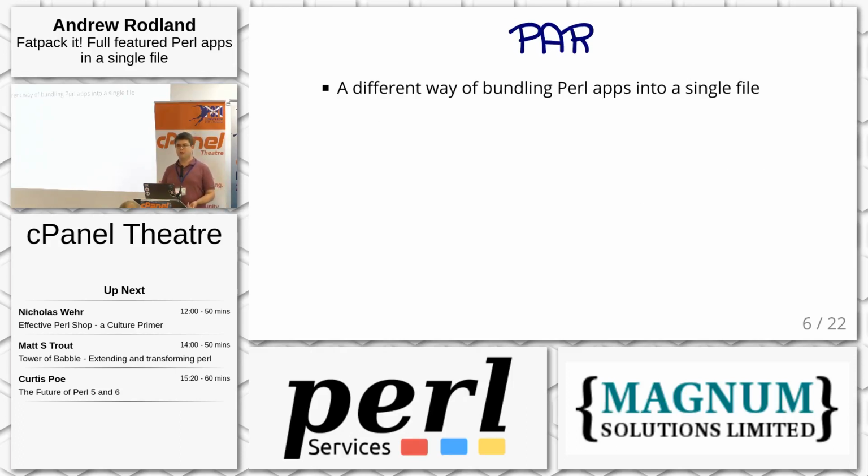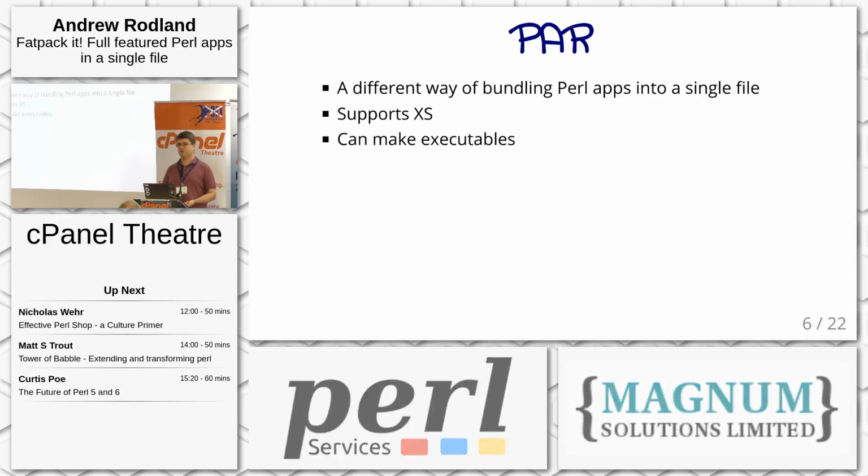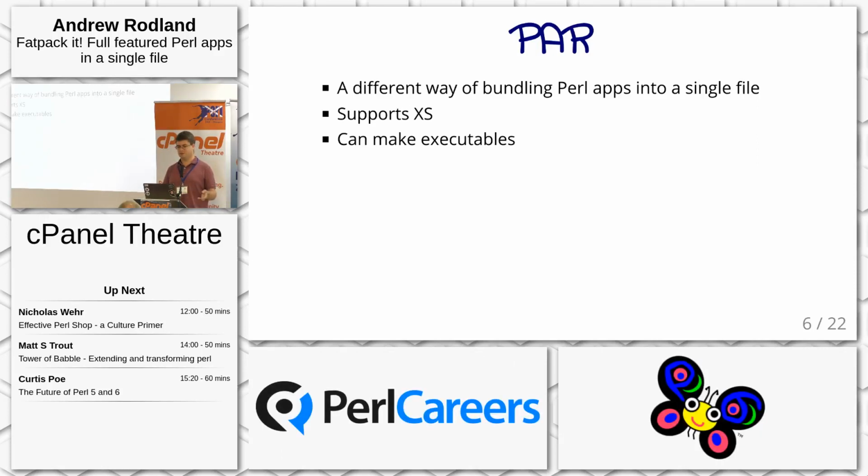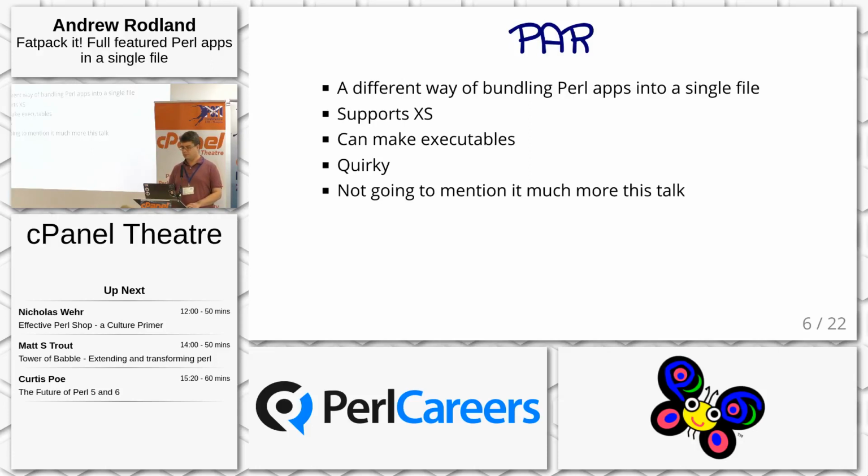There is also PAR, which is a different approach, actually older than Fatpack, inspired by Java jar files. PAR does support XS to some extent. It also has an executable creator for creating native binaries for Windows, Mac, Linux, etc. It's kind of quirky, by which I mean I've had problems with it. People have had problems with it, with the tracer not always finding the modules that are needed or getting really strange errors at runtime. It's caused some issues for some people. This is not actually a talk about PAR, but it's a thing to be aware of.